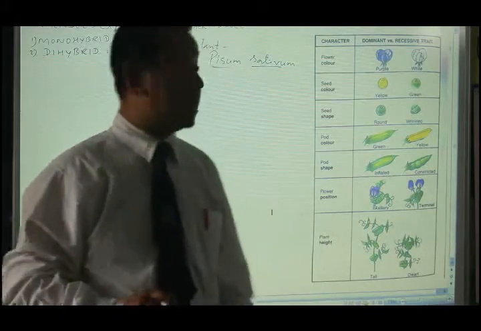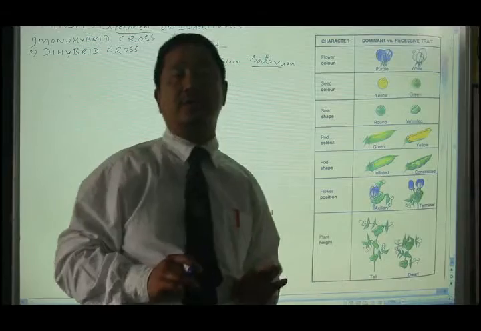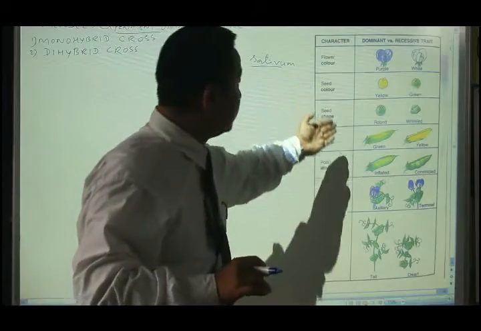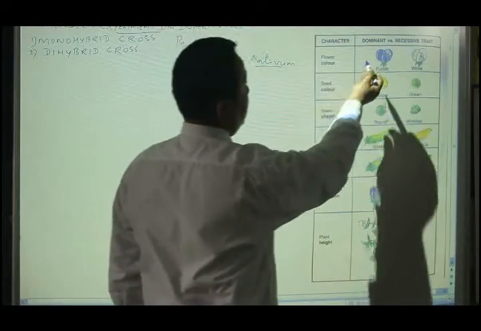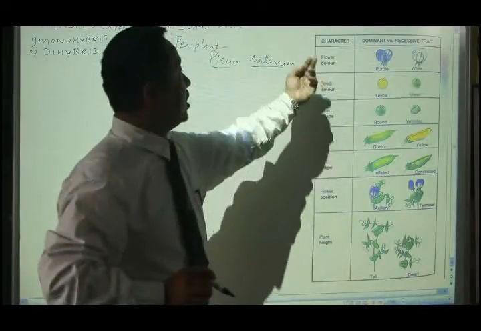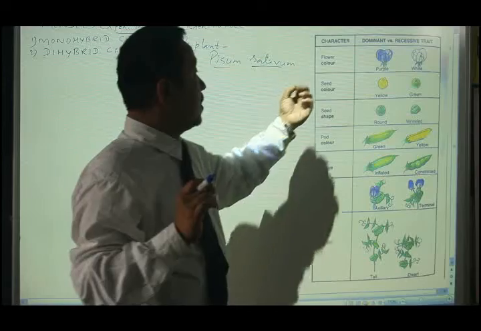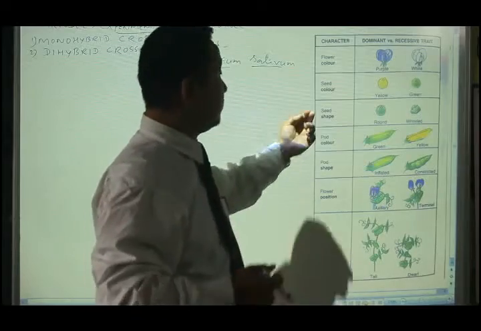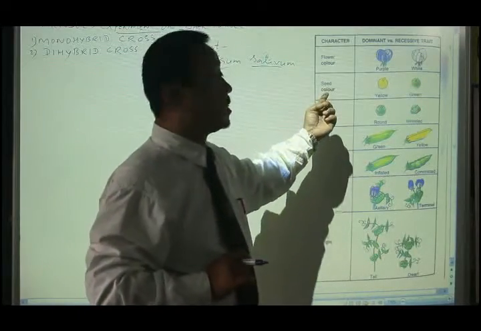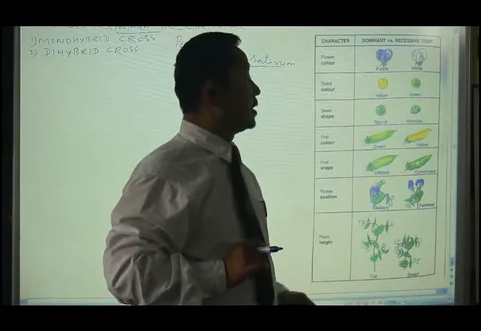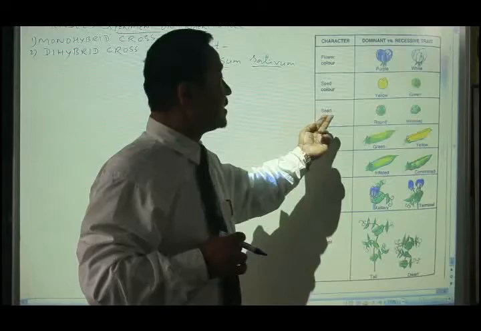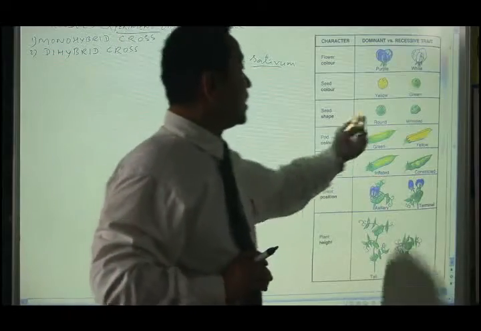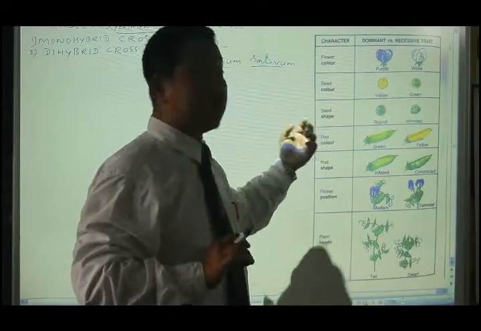For the monohybrid cross, he considered different characters of the pea plant. What are the characters he considered? You can see them all out here: character, and then the dominant and recessive trait. Character: flower color. He considered flower color, that is purple and white. Another experiment in the monohybrid cross was seed color, where yellow and green were considered. Then seed shape, the round shape of the pea and the wrinkled shape of the pea, was also considered.